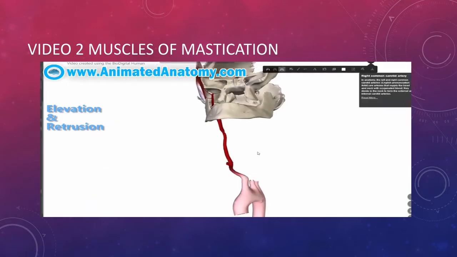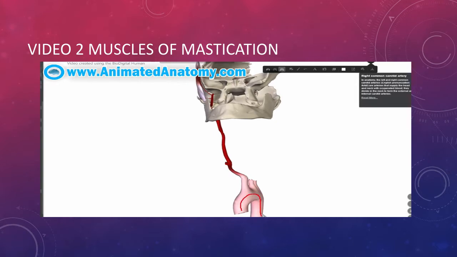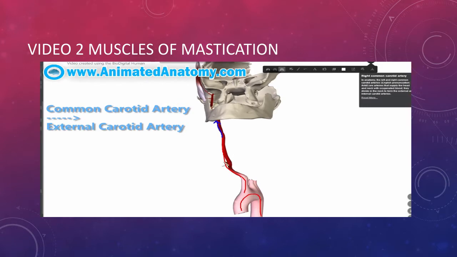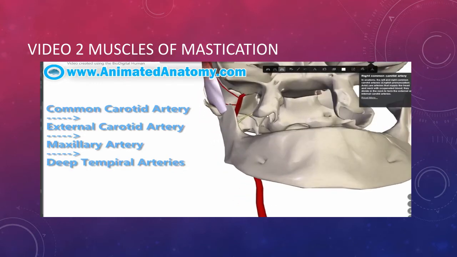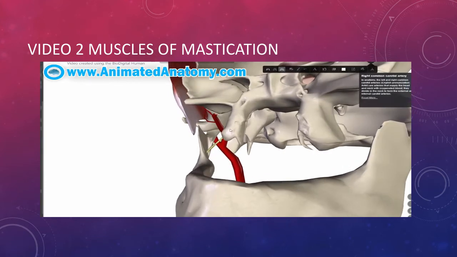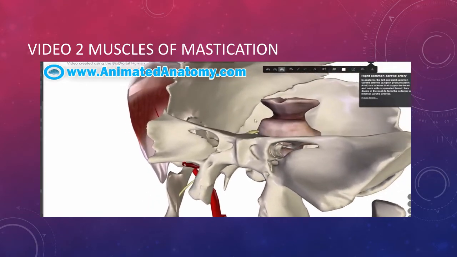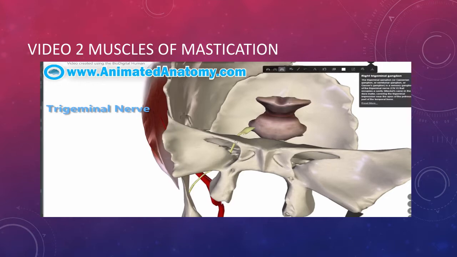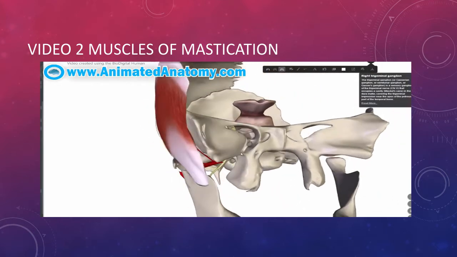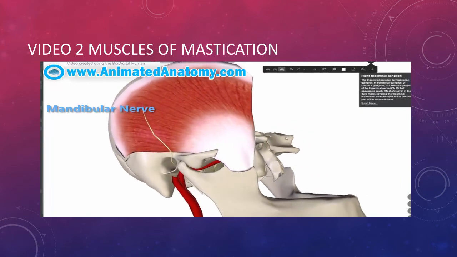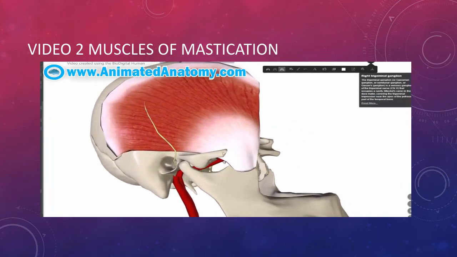Here you can see the blood supply of the muscle, and this is the aorta, while this is the common carotid artery, which later gives off the external carotid artery. Up there you have the maxillary artery, and finally the arteries that give blood to the muscle, the deep temporal arteries. Here we can zoom in a little bit to see it from a closer perspective. Now if we look at the trigeminal nerve over here, we can see that it gives off a branch, and that is the mandibular branch of the trigeminal nerve. That's the branch that innervates the temporalis muscle.